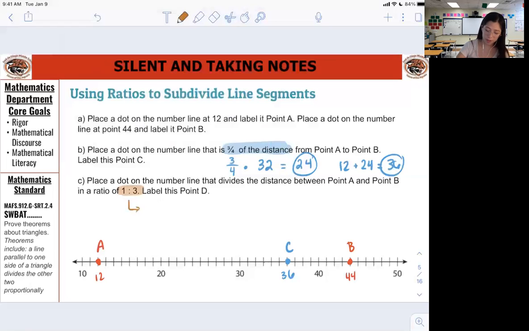Good, 1/4. 1 out of 4, because the total is 4. 1 plus 3, 4. So what's 1/4 times 32? That gives me 8. So 8 is the distance, but I've got to start at 12. So 12 plus 8. That's how we get 30. Or 20, I mean. So right here is D.